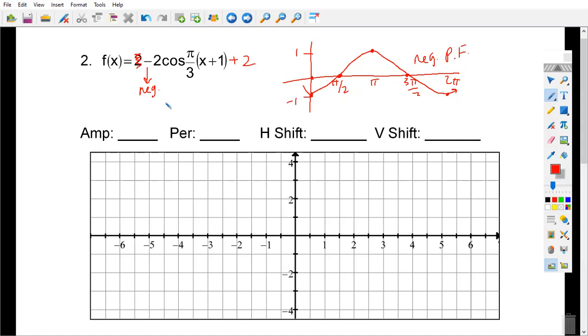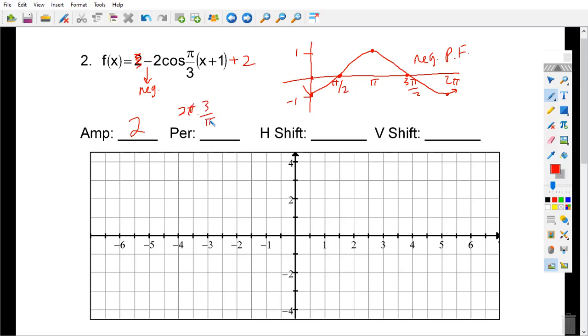Did you cross out the K? Huh? Did you cross out the K? I told you can move your K to the end if it bothers you that it's in the beginning. Okay, so your amp here, your amp is the absolute value of your A. And so the absolute value of -2 is 2. Your period is 2 pi divided by B. Okay, when we're dividing by a fraction, we're multiplying by its reciprocal.